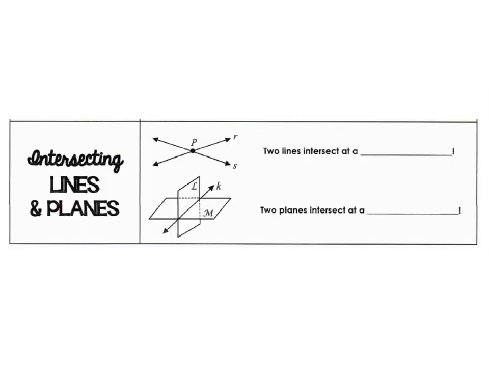Wrapping up our vocabulary for today. So we've got intersecting lines and planes. Two lines always intersect at a point. All right, so these two lines intersect at point P. Now two planes always intersect at a line, where these two planes, plane L and plane M, intersect at this line right here, at line K.